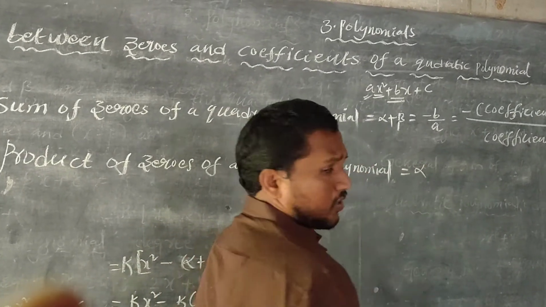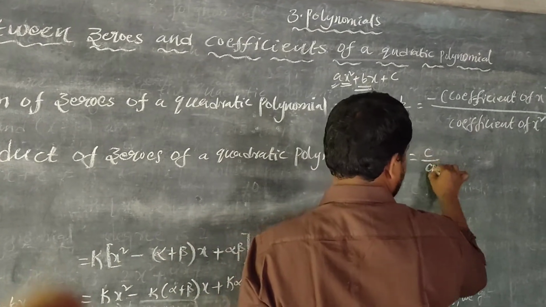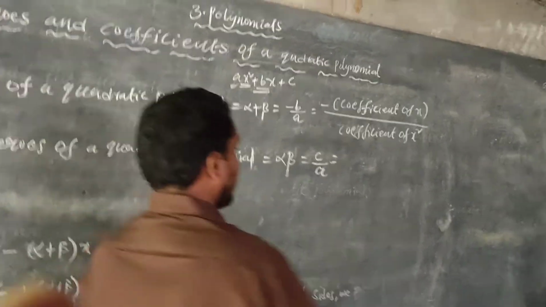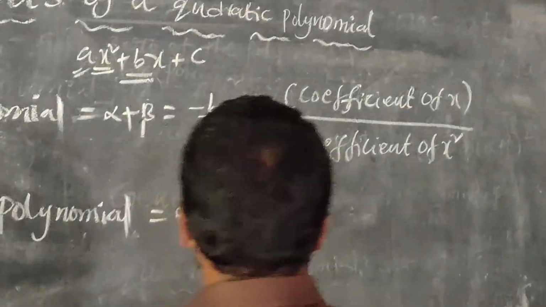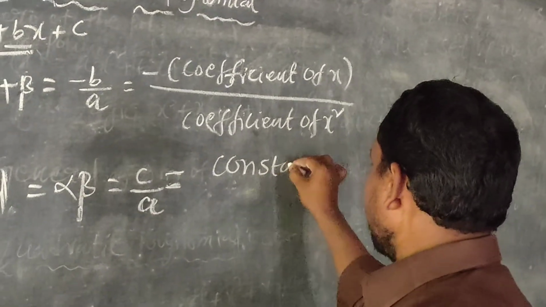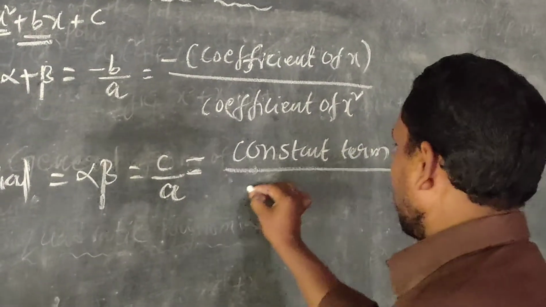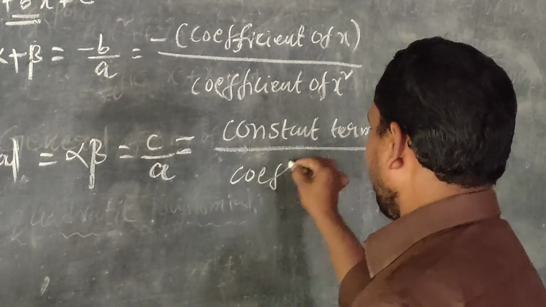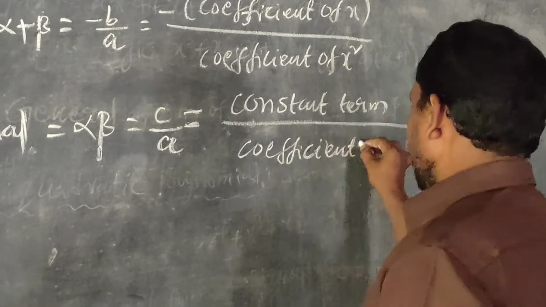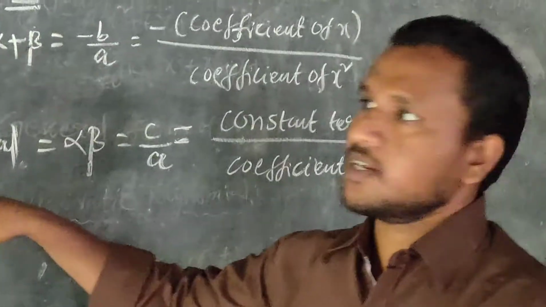Product of the zeros of a polynomial, what is the formula? Alpha beta is equal to c by a. What is the formula? Alpha beta is equal to c by a. C is the constant term, so the constant term divided by a, where a is the coefficient of x square. These are very important formulas.